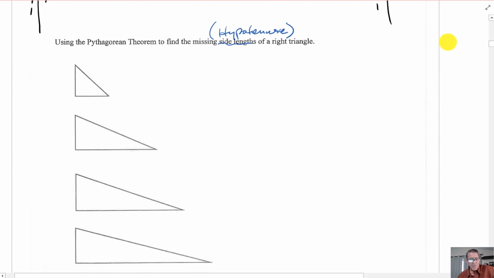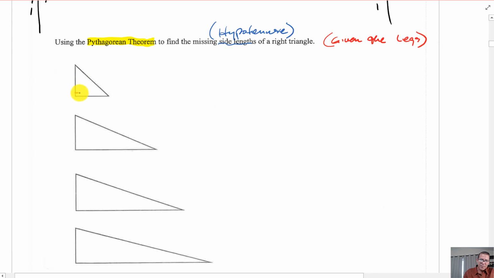All right, now let's play with the Pythagorean Theorem again. I'm going to give you the legs, and you're going to be finding the hypotenuse. I said find the missing side lengths, but I want you to find the hypotenuse, given the legs. I'm going to give you the length of the legs.